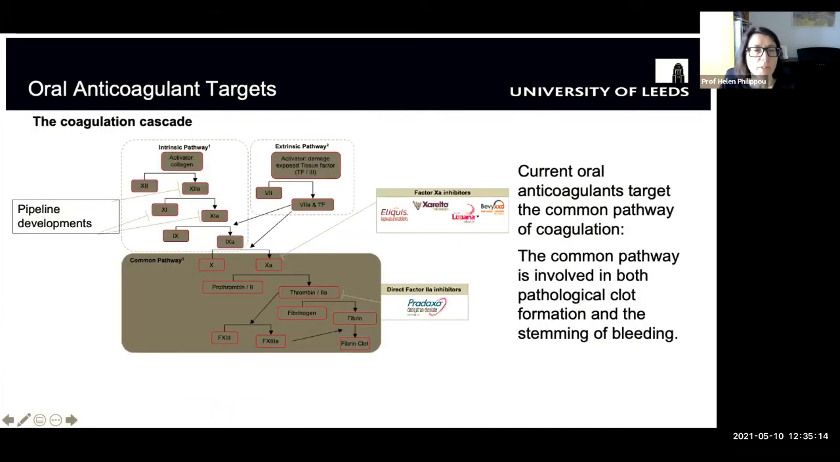So this is a general overview of the coagulation pathway. You have the intrinsic pathway and the extrinsic pathway, and the current agents that are on the market target the common pathway. And the common pathway is involved in both the formation of pathological thrombosis, but also the stemming of bleeding. And that's why we have this balancing act of trying to balance the optimal dose for anticoagulation.